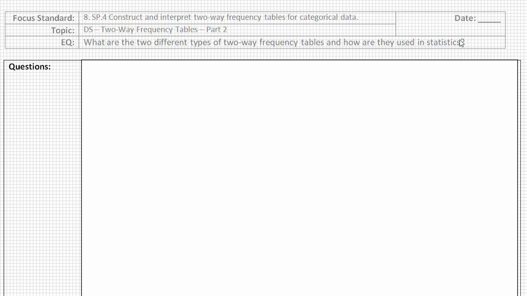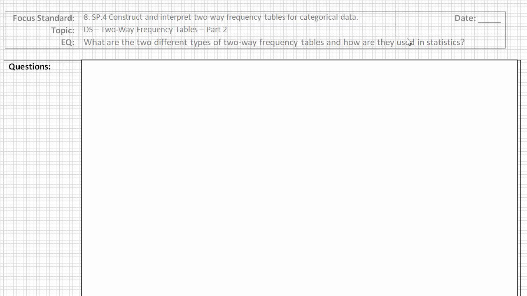So as the title states, this is a continuation of the last lesson on our introduction to two-way frequency tables. Please take a moment to make sure that you have copied the standard, the topic, and essential question into your header, along with today's date, set up the question column and the note column, and resume the video when you're ready to begin.